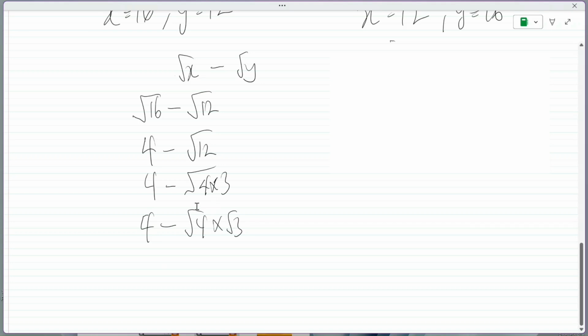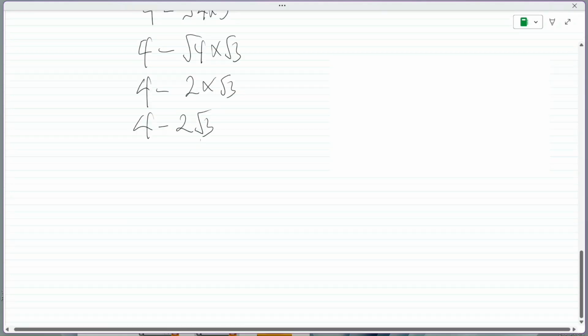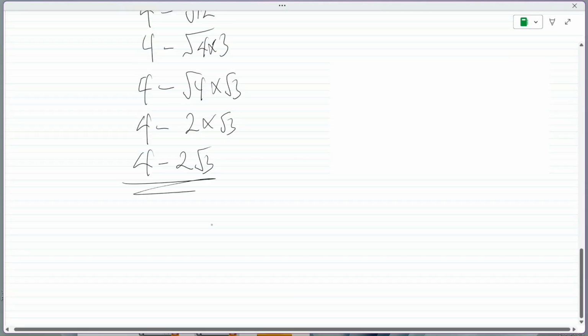Since they are linked by times, you give the 4 a separate square root and the 3 a separate square root. You have 4 minus square root of 4 is 2 times root 3. Square root of this 4 is 2, then you still have this times root 3. We go down further: 4 minus 2 root 3. Since they are linked by times, you join them together. So one of our answers is 4 minus 2 root 3.